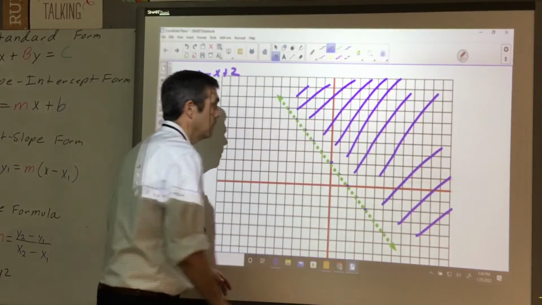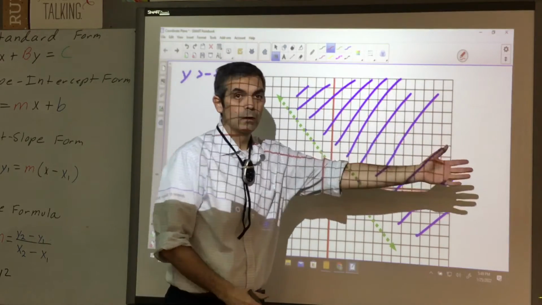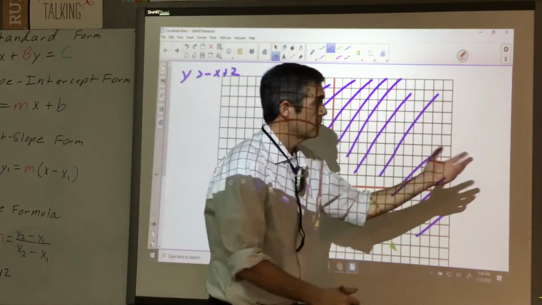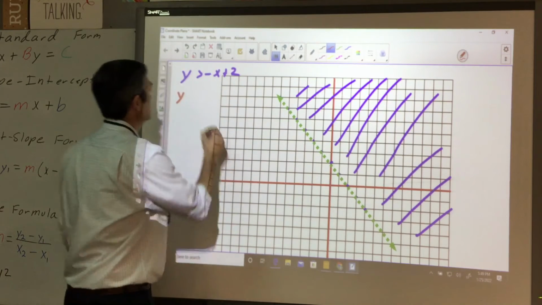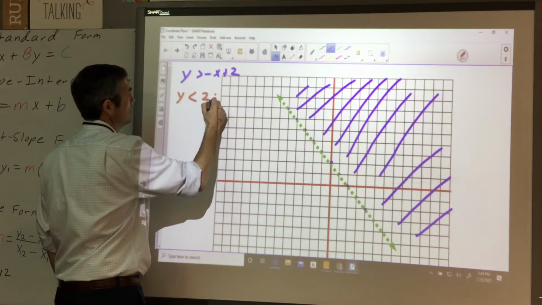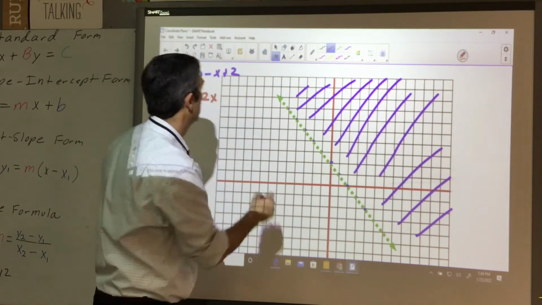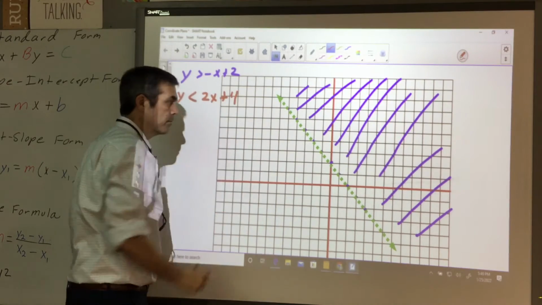And then we have to take our other one and put it onto the graph. The other one is y is less than 2x plus 4.